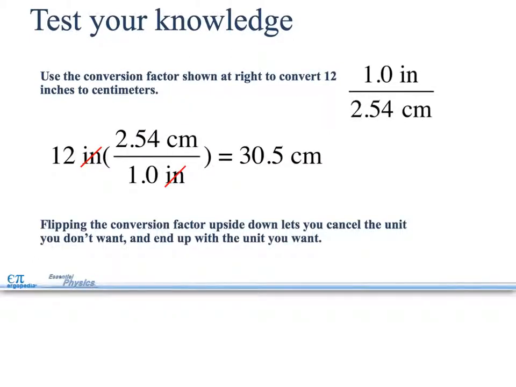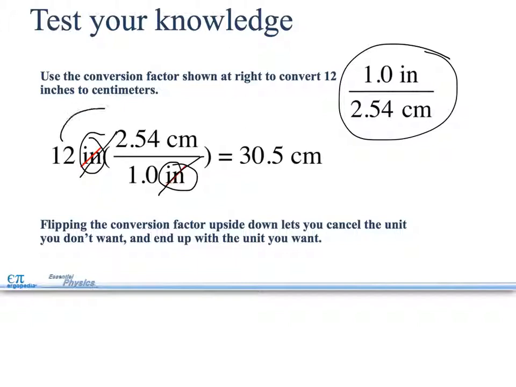See what happens here? They flipped what they gave up here. 1 inch is on top and 2.54 is on the bottom, but we want to cancel the inch, so we flipped it to where 2.54 is on the top, because this will cancel with that. So 12 times 2.54 will then give me 30.5 centimeters. Flipping the conversion factor upside down lets you cancel the unit you don't want and end up with the unit you do want.